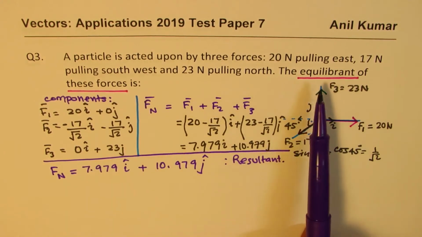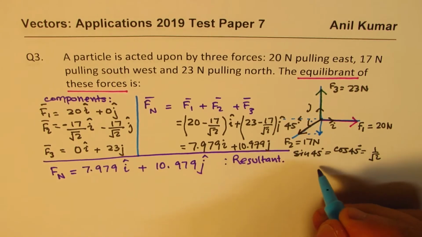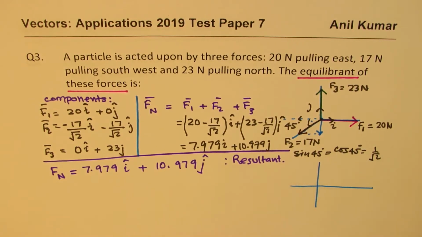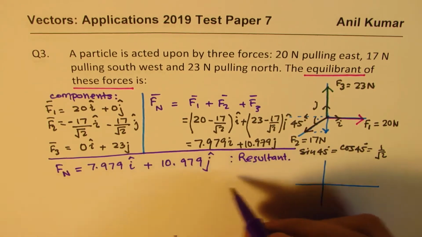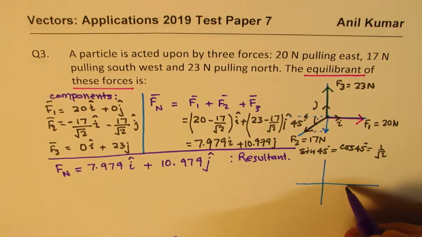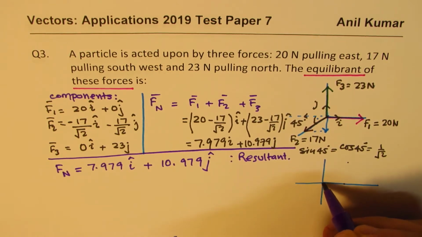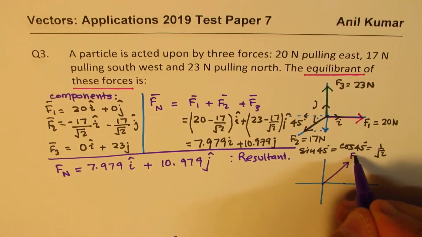So what is going to be the equilibrant force? What we really found here, let's try to understand this situation. We are saying that the resultant force for us is, let's say, 8 units in this direction, 10 units in that direction, right? So 8 and 10, kind of like this. That is the resultant force we are talking about. That is F of n.